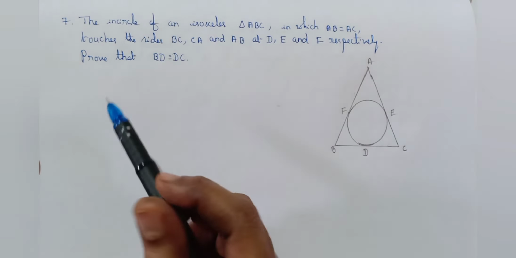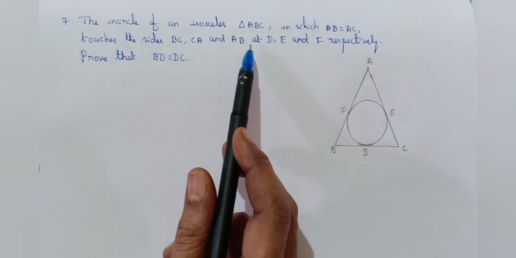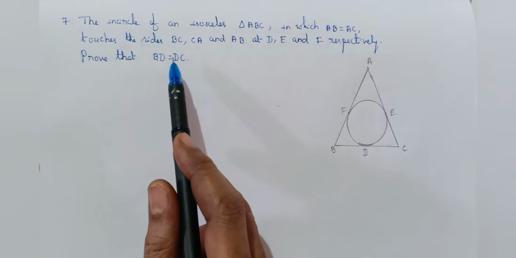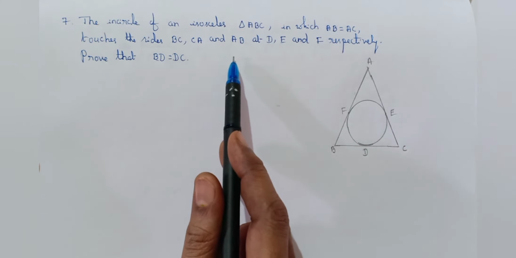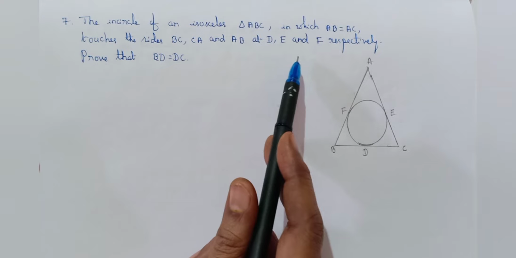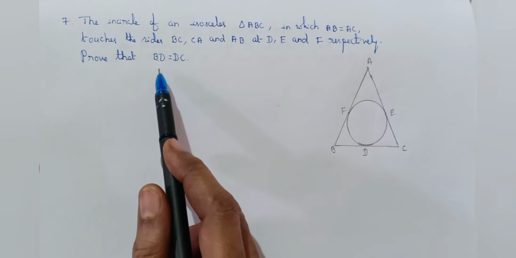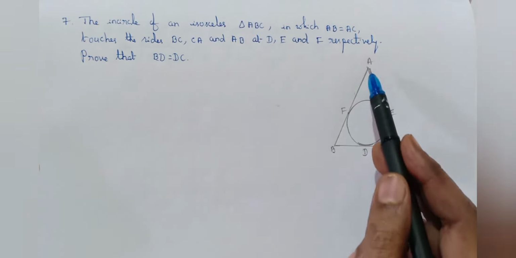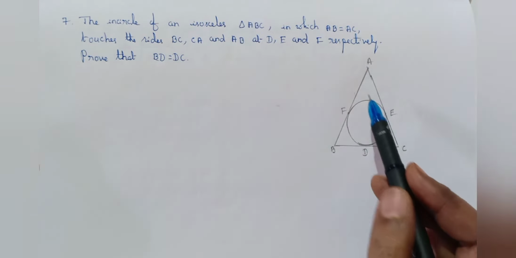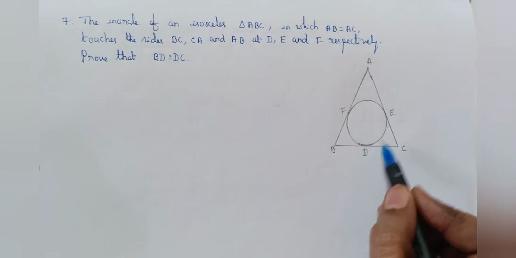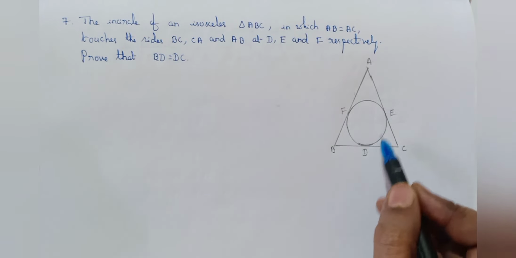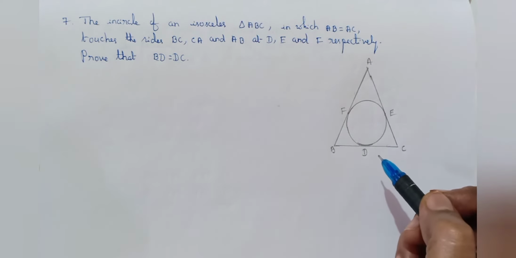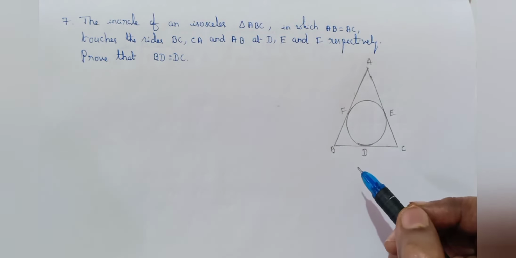Next question. The incircle of an isosceles triangle ABC in which AB is equal to AC touches the sides BC, CA and AB at D, E and F respectively. Prove that BD is equal to DC. ABC is an isosceles triangle in which AB is equal to AC and the sides of the triangle touch the circle at the points D, E and F. And you know, the tangents drawn to a circle from an external point are equal.